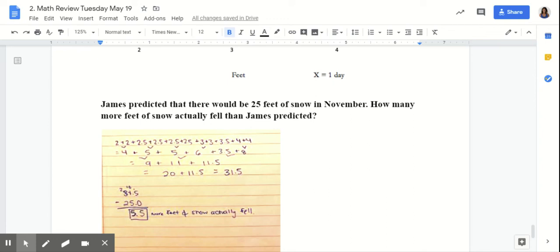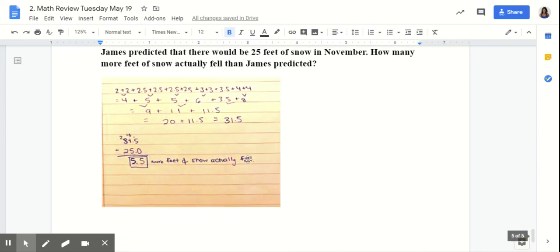Now, we know that his prediction was wrong because it says how many more feet of snow actually fell. So this is where subtraction comes in to figure out how many more feet actually fell than his original prediction. So I had to do 31.5, because this is my total amount here, minus 25, which led me to 5.5 feet more snow that actually fell.